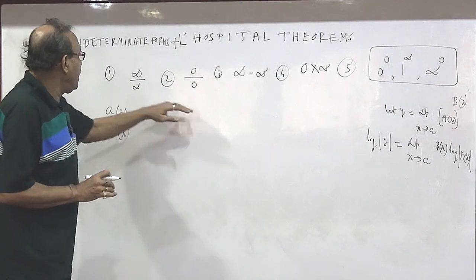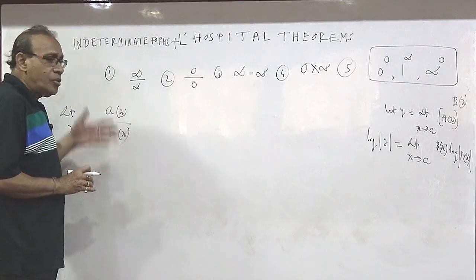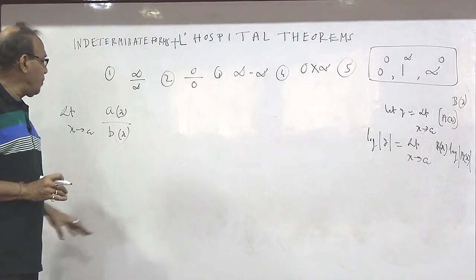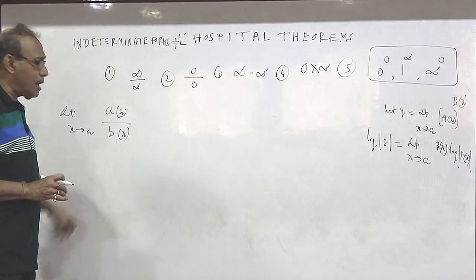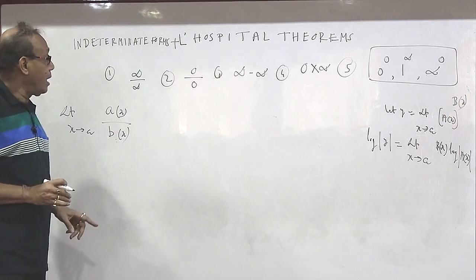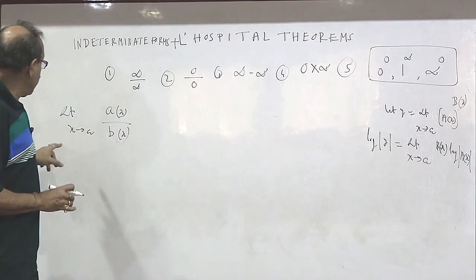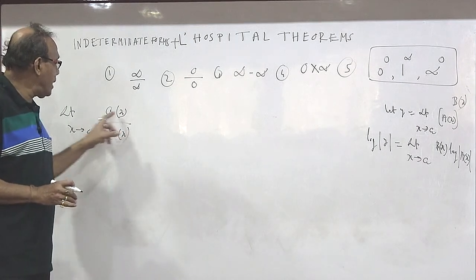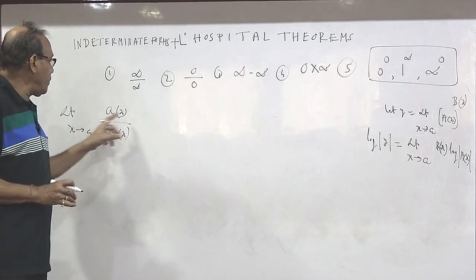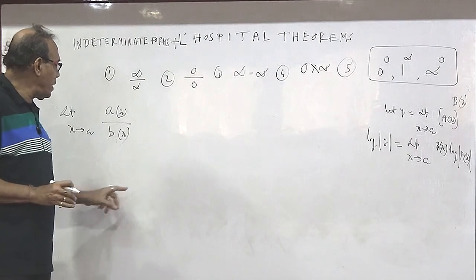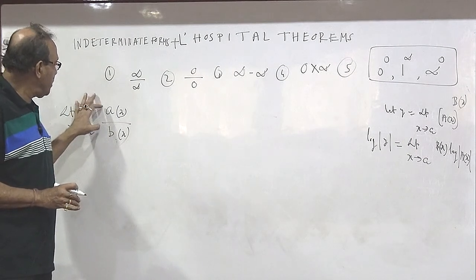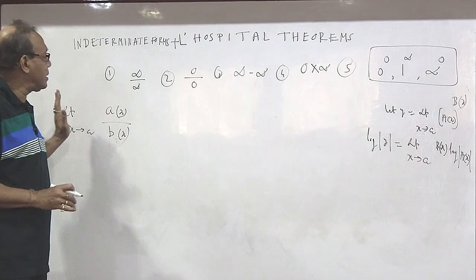In this way, I can differentiate numerator and denominator, cancelling common factors, and go on until we get a finite limit. I repeat, it may be in the form limit x tends to a of a(x) by b(x), where a(x) is a function of x, b(x) is a function of x, and there is no common factor between a(x) and b(x), all are eliminated.